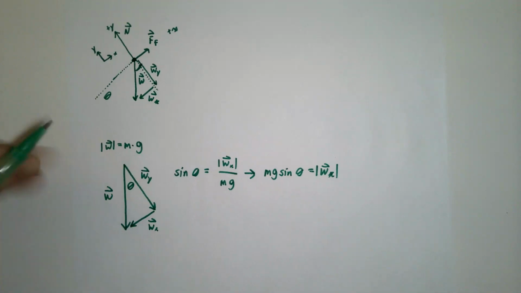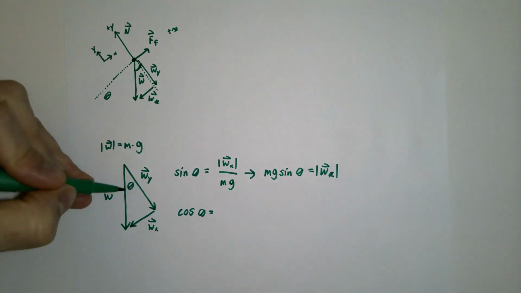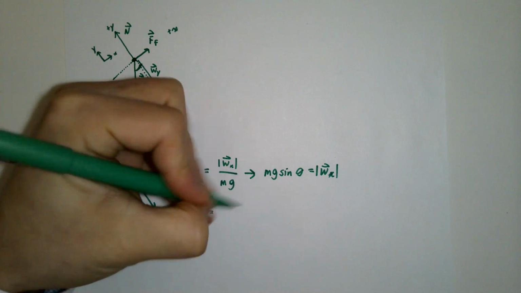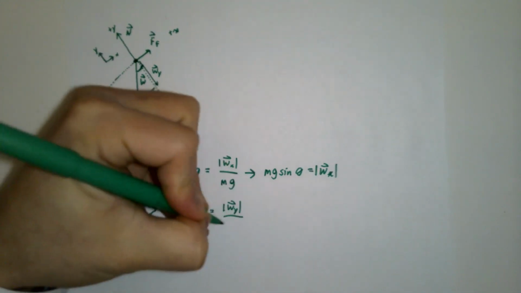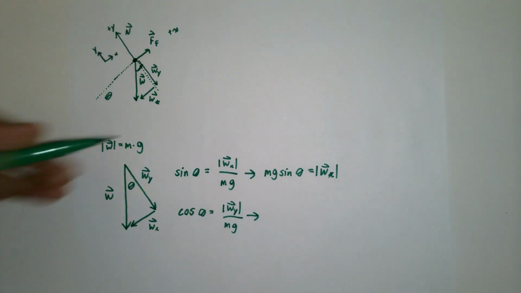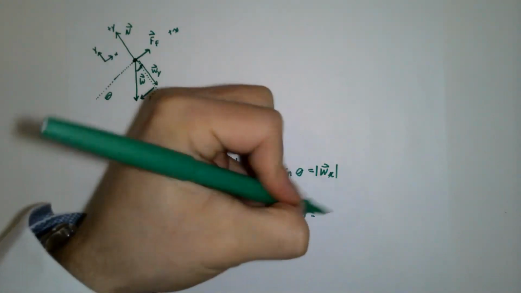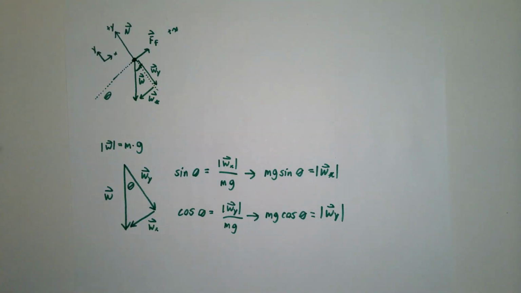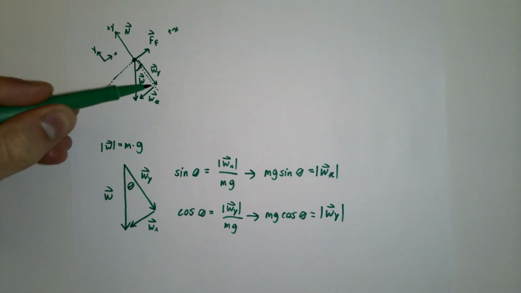If we look at cosine of this angle, cosine of theta, that's adjacent over hypotenuse. Our adjacent side is weight in y. Our hypotenuse is the weight, which is mg. So we can conclude that weight in y is equal to mg cosine of theta. All right, back to our problem. That's our quick analysis of this vector triangle that we made here, the projections of y and x for the weight.